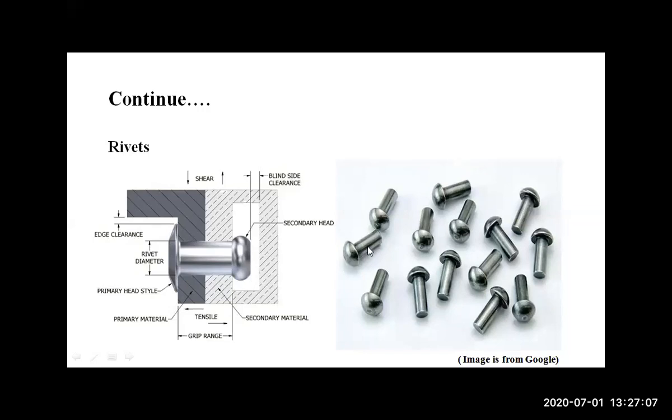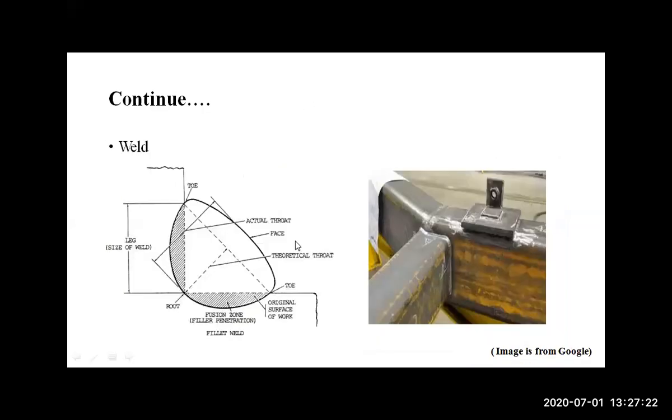Then this simple shank is there, and for this shank we are providing this secondary head, that is the riveted connection. Are you getting? We have seen bolt for the connection. Now second is the rivet for the connection, and next third is the weld for the connection.